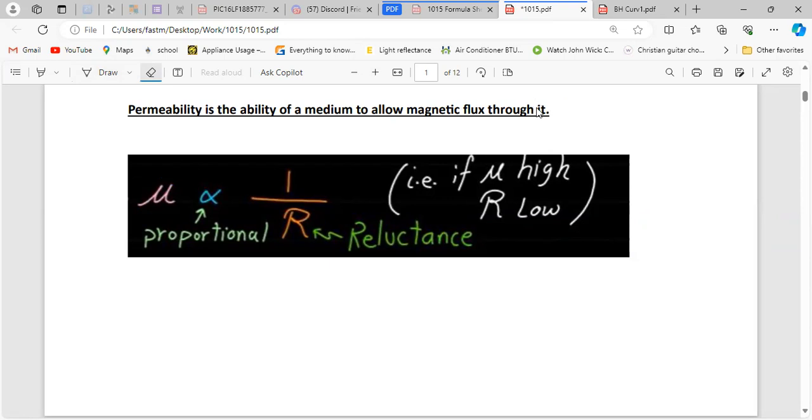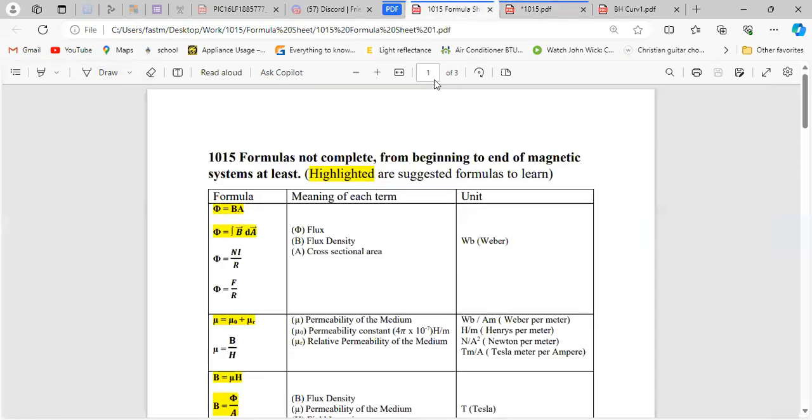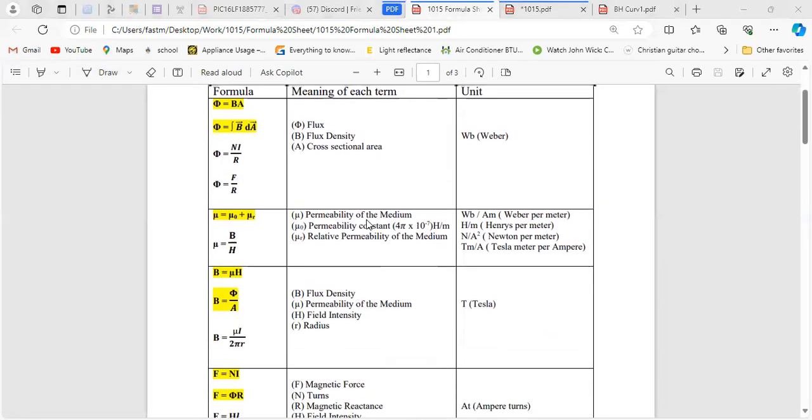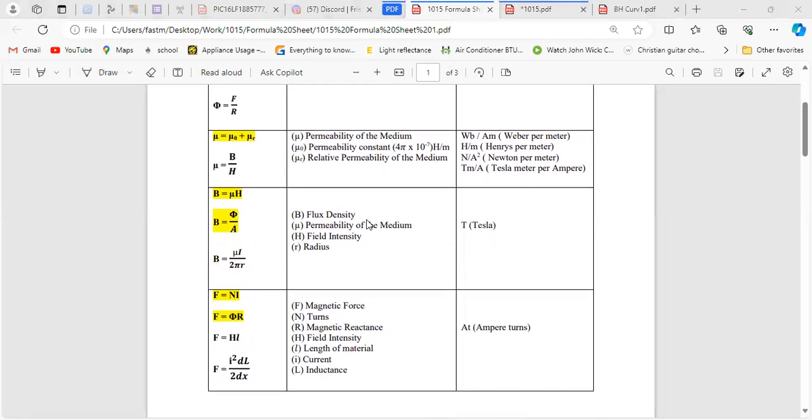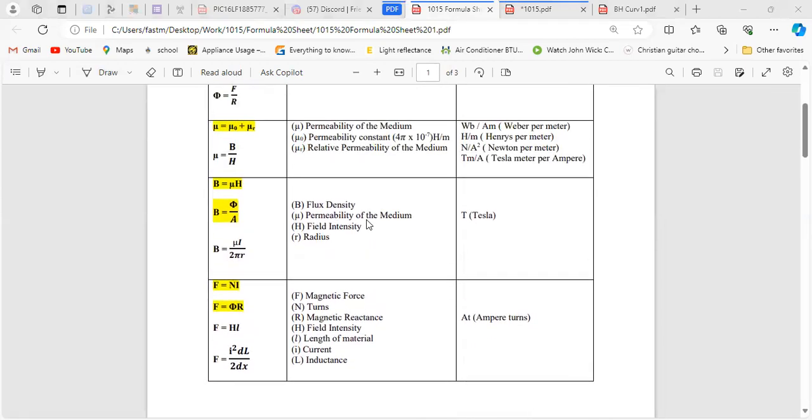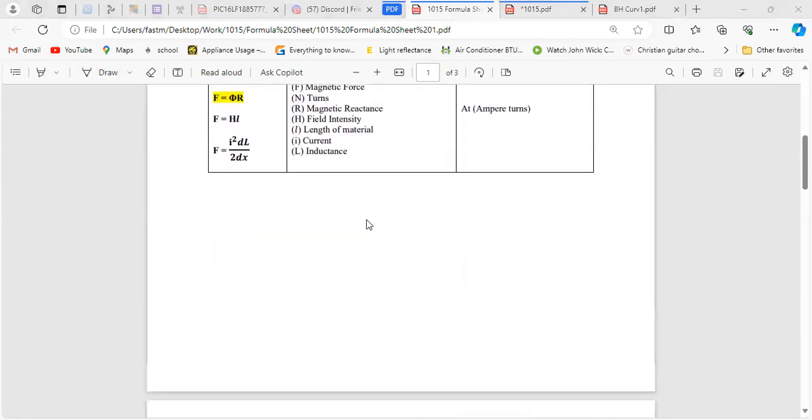Now I wanna go through deriving different pieces of it. By now you all should have this formula sheet, right? You all should be memorizing your formulas. You should have no reason to not know your equations, right?